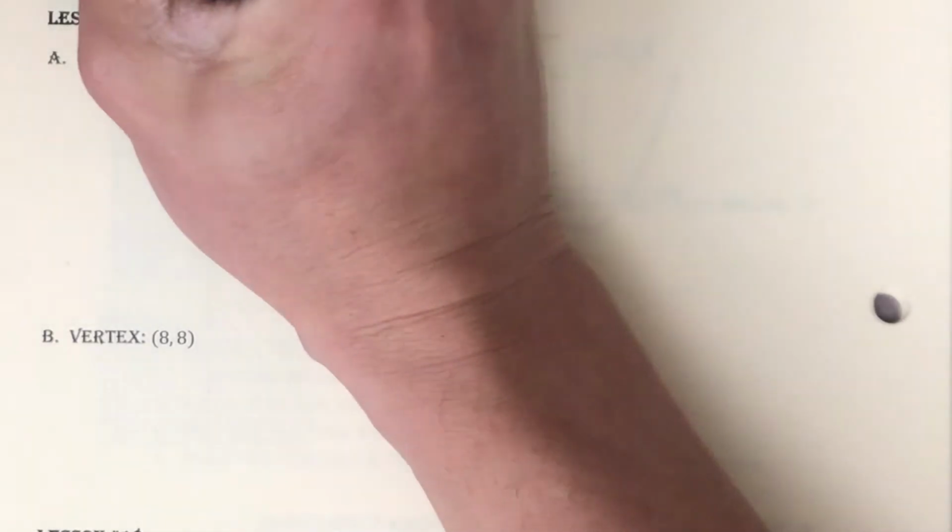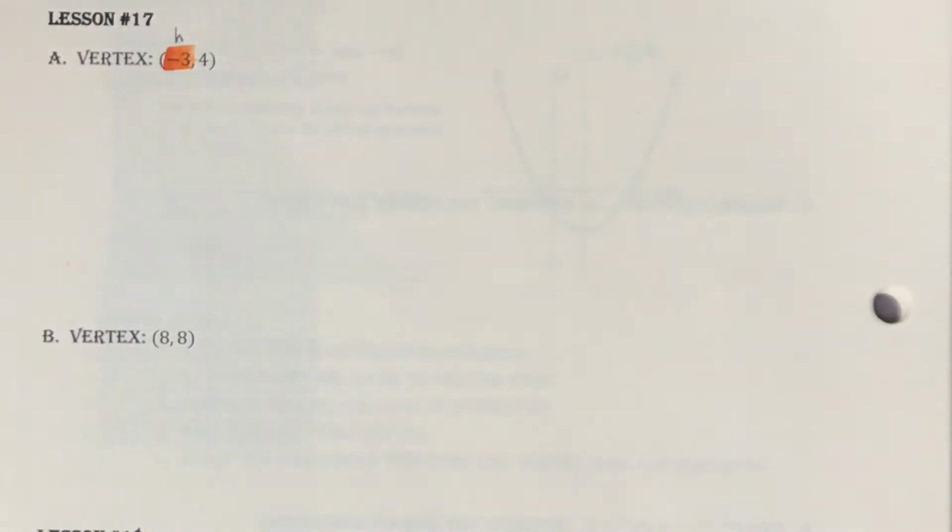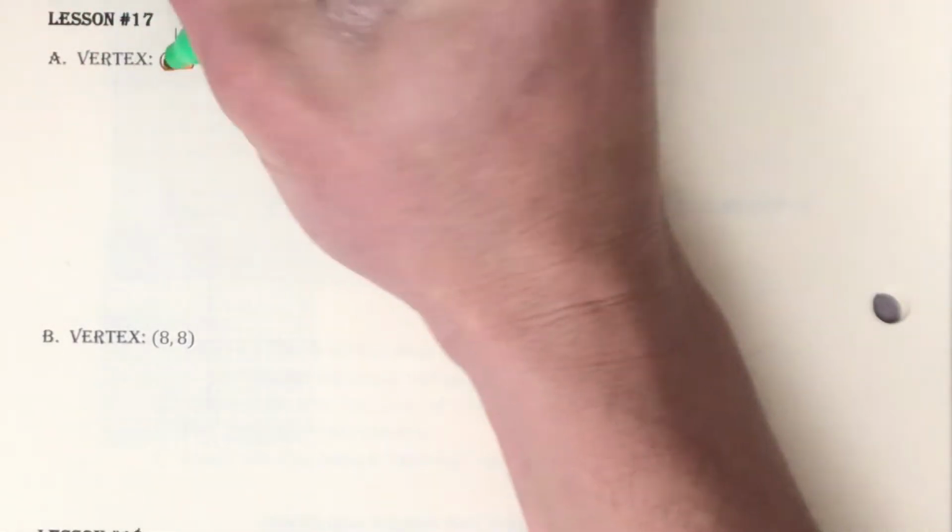So we're on to lesson number 17, and we're going to go through some examples of writing a quadratic function when we are given the vertex. So our vertex here is -3, 4 that they gave us, remembering again that -3 right here is our h, and then the 4 right here is our k.